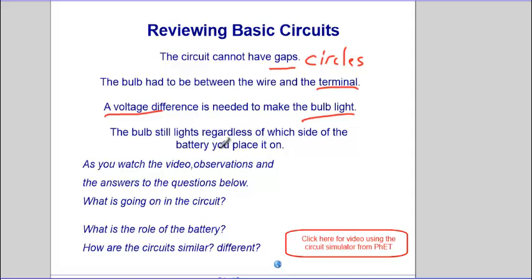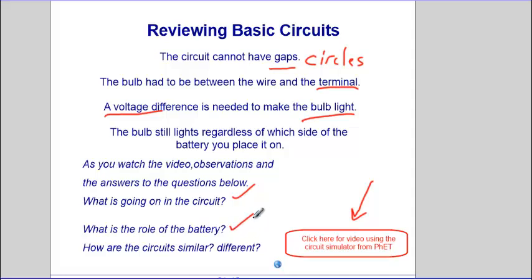A voltage or a battery is needed to make the bulb light, and the bulb lights regardless of where you put it in. And this is a wonderful video on YouTube, which uses the PhET simulation of two different types of electric circuits, and you can observe all three elements of electric circuits: batteries, conductors, and loads or light bulbs, whichever you prefer to call them. As you watch this video, observe what's going on in the circuit. Maybe make some notes in your presentation. You can compare it to your classmates.